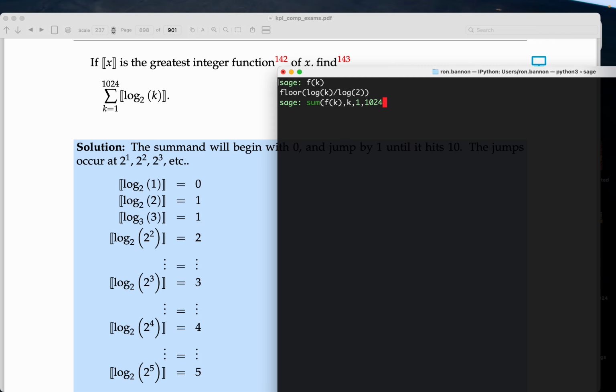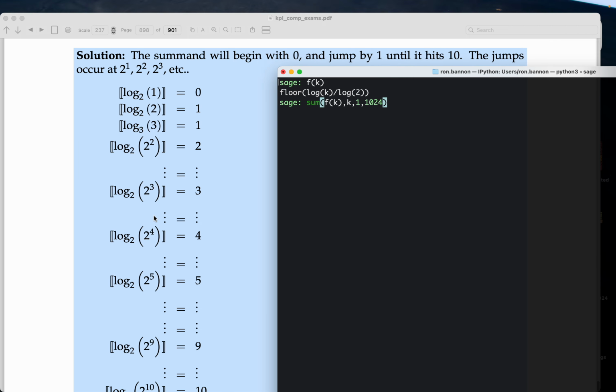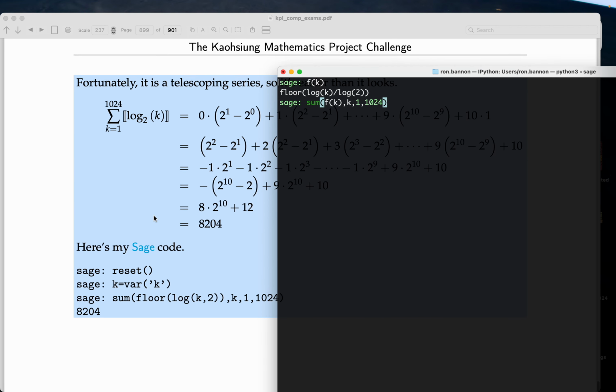Now if you remember in the computation, again, it was paper and pencil work, by the way, but I did arrive at an answer in the end, and that answer I arrived at was 8,204. Now, what's happening with Sage? It computes every single term, 1, 2, 3, up to 1,024, and then it gives me 8,204. So I feel pretty comfortable that what I did by paper and pencil is in fact correct.